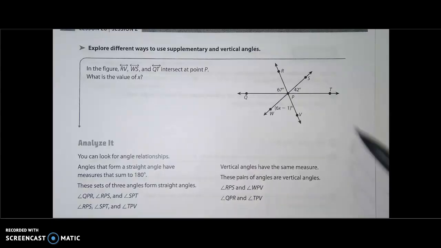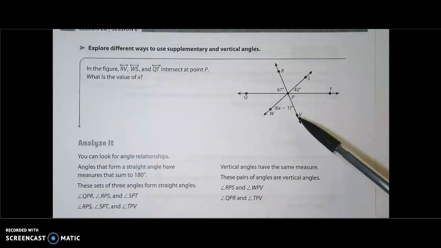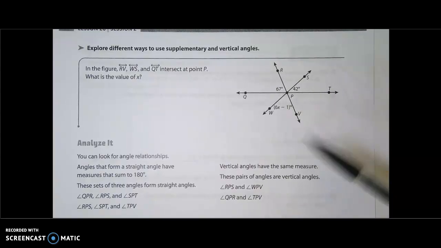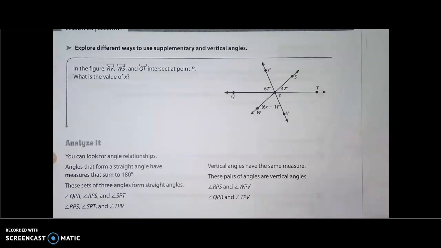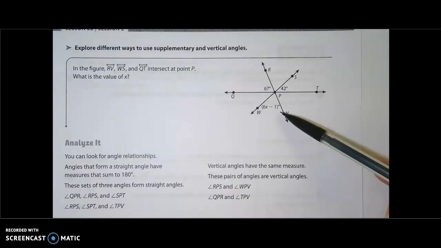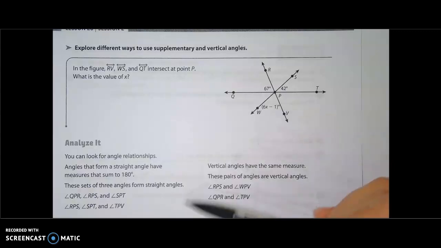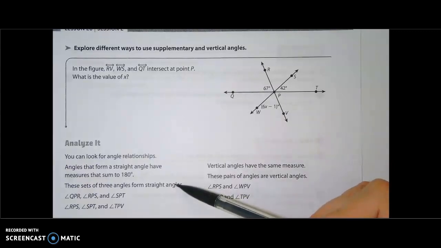So, in class today, we are working with the following problem and trying to find x. So, talking through the analyzing piece of it. When we are looking at pictures like this, we just need to look for angle relationships. Like this paragraph over here is talking about how we could look for the straight angles that have angle measures that sum to 180 degrees.